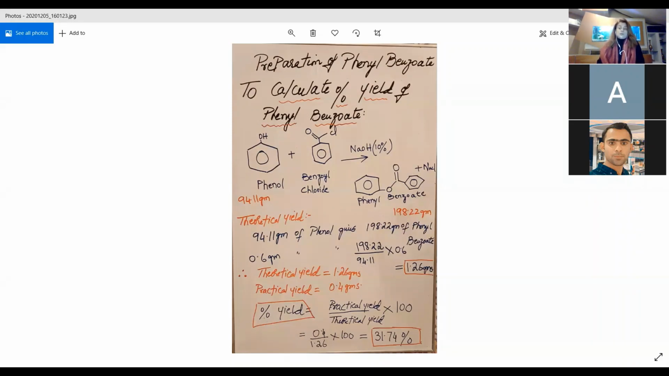Somebody can ask you why the oven is not needed in that experiment. So you should come up with these answers: its melting point was already very low. We tried to put it at room temperature first, so that we can see if we are getting the product. So we don't need the oven, just because the melting point of this compound, phenyl benzoate, is 69 degrees Celsius. So its melting point is low.